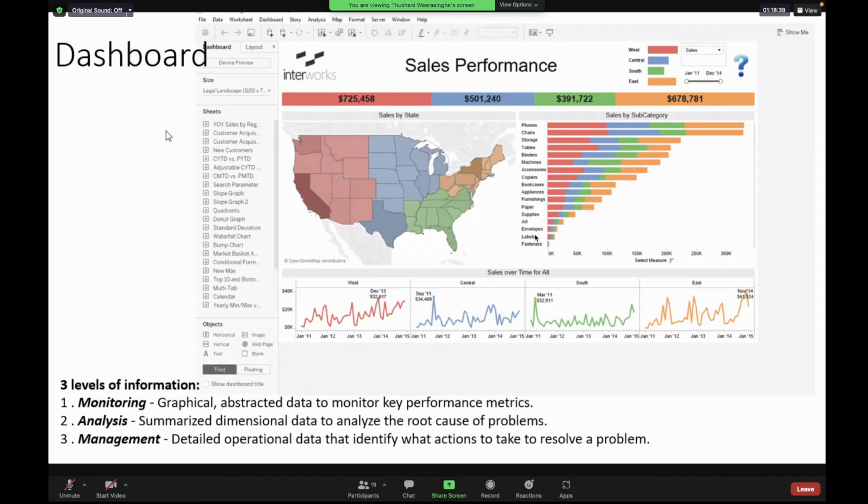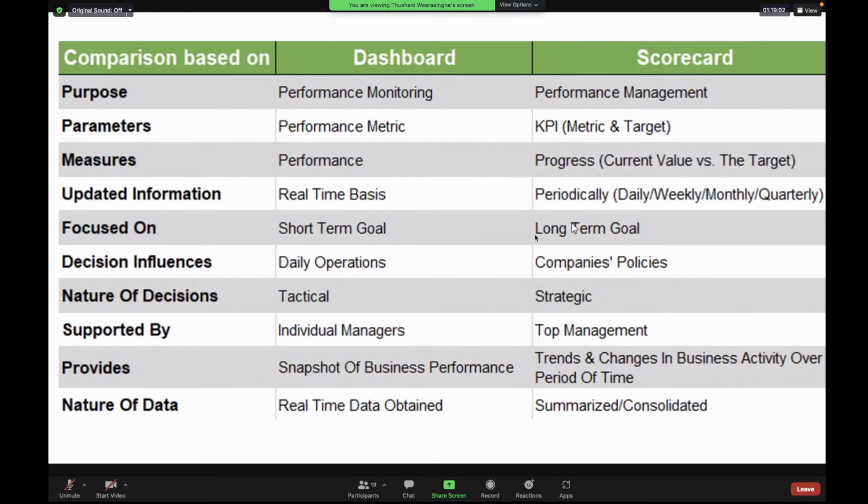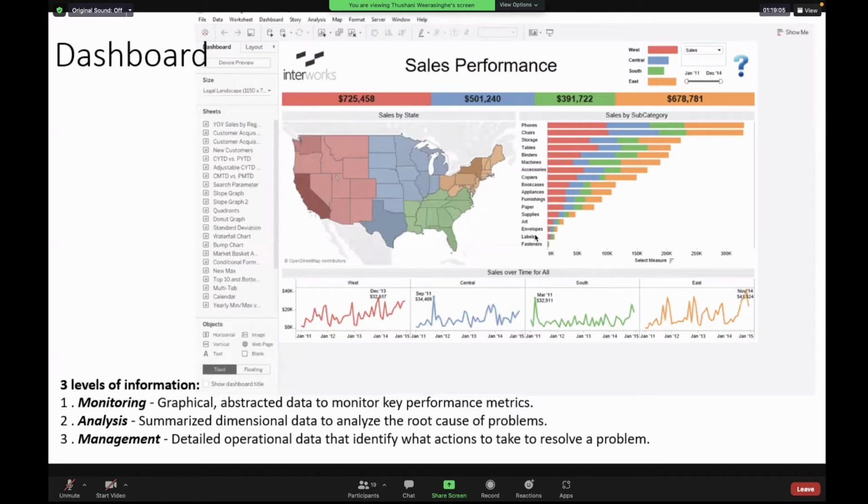The dashboard also has 3 levels of information. Why? Because as soon as you look at it, you can see the graphical information it provides, and then the data referring to the key performance indicators, just like in the scorecard. So we have the graphical information, and then some data to help you monitor whether you are achieving the key performance indicators. Status of the key performance indicators, and that's just to monitor.